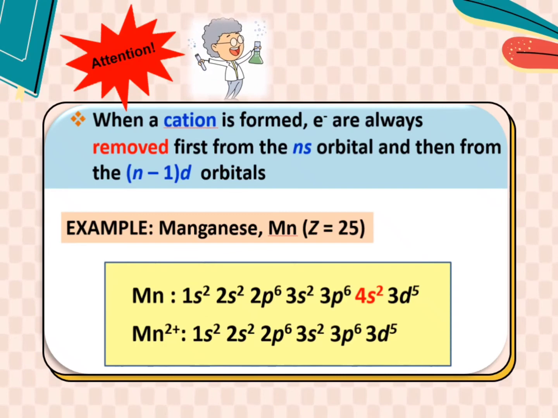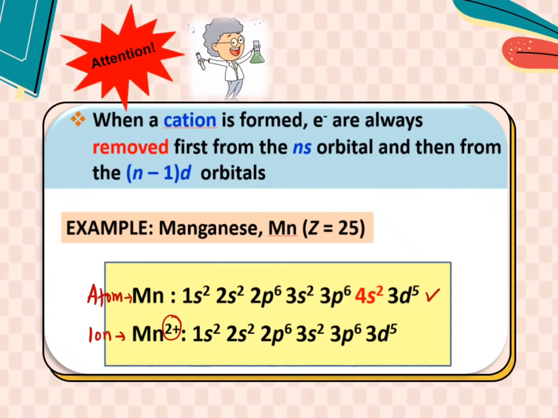Okay, untuk cation, contoh kalau kita ada macam ni kelas, manganese. Okay, you have 25 proton number. Okay, if you write the configuration for atom manganese, okay, you akan dapat macam ni. Ini follow Aufbau ya. Tetapi bila you nak buat configuration for ion manganese, dia jadi Mn2+. 2+ maksudnya you are going to remove 2 electron.